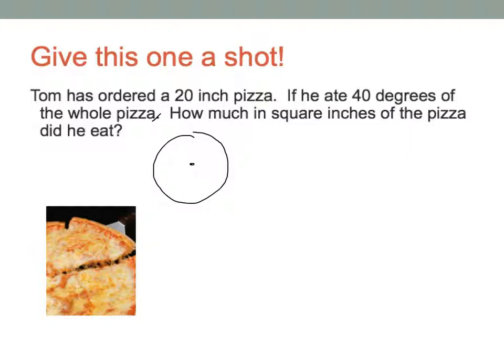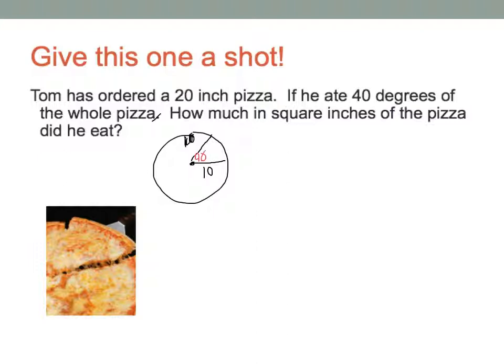And it's 20 inches, so I'm going to say my radius automatically is going to be 10. And it says he ate 40 degrees of the whole pizza. I'm going to put my other radius over here of 10. That's 10. And it says it's 40 degrees, so I'm going to write my central angle is 40 degrees over here.